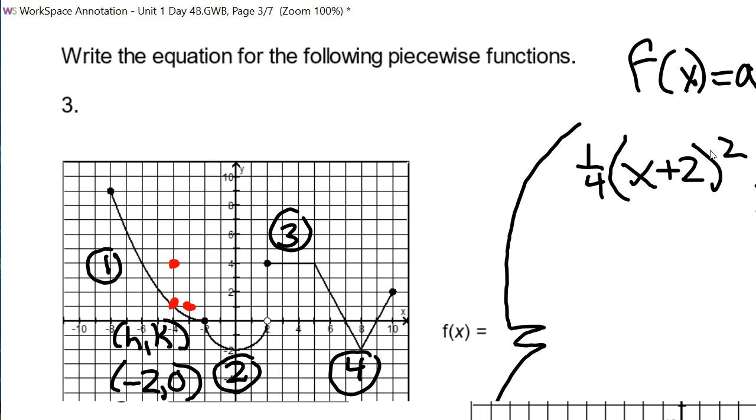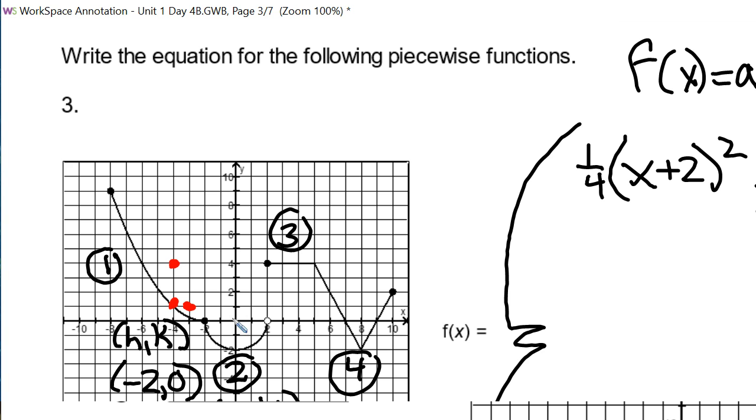Segment 2 is what type of function? Semicircle. So the vertex form for a semicircle is f of x equals a square root of r squared minus x minus h squared plus k. So looking at that semicircle, first of all, what is h, k? 0, 0. And what is the radius? 2.